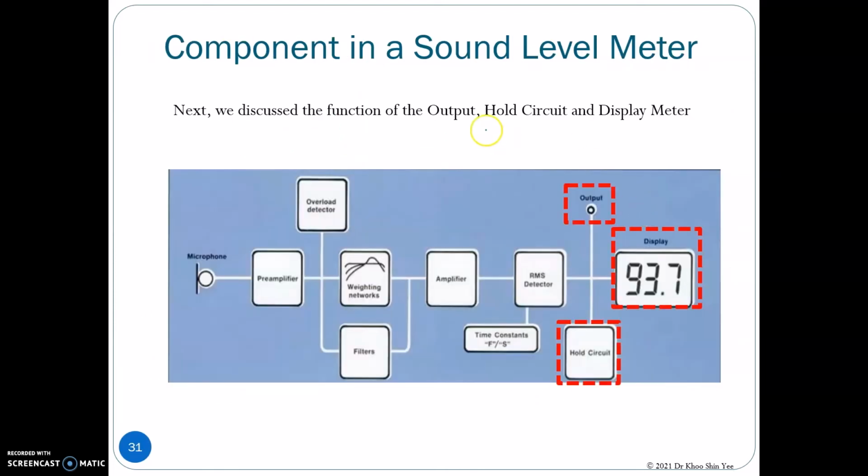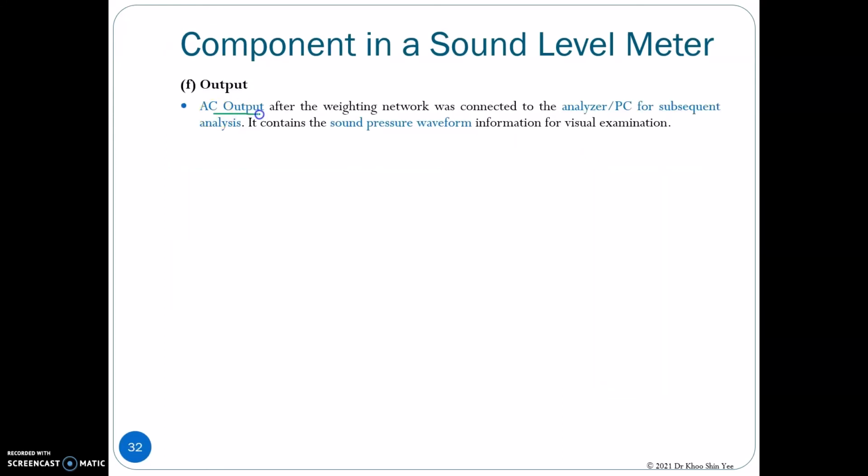Next we will discuss the function for the output, hold circuit, and also the display meter. The AC output can be connected to the analyzer or PC for subsequent analysis. Inside the PC, we can use virtual instrument software such as DasyLab or LabVIEW in order to read the sound pressure information from the sound level meter. Inside the software, we can use the oscilloscope to visually examine the sound pressure waveform. Besides that, we can also perform signal processing such as fast Fourier transform or some statistical analysis on the waveform.